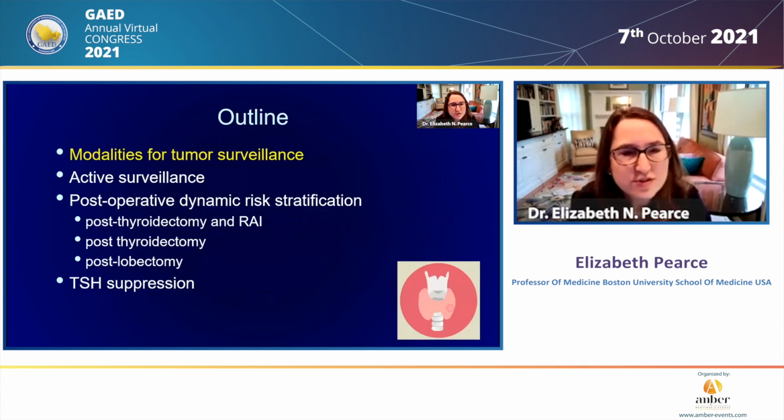So what I'd like to do is to start by just walking through the various modalities we have available for surveillance for recurrent or persistent tumors in our differentiated thyroid cancer patients, and then to talk about how we follow those patients, either patients who get no surgery at all for low-risk tumors, or those who get some amount of thyroid surgery with or without radioactive iodine therapy. And then briefly we'll discuss at the end the other important piece in the follow-up of our thyroid cancer patients, which is determining the degree of TSH suppression, both post-operatively and across the ongoing follow-up.